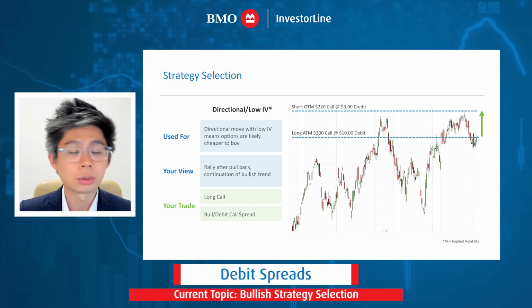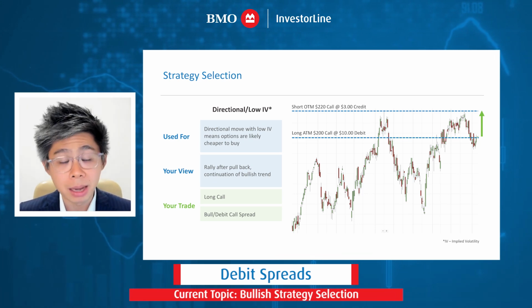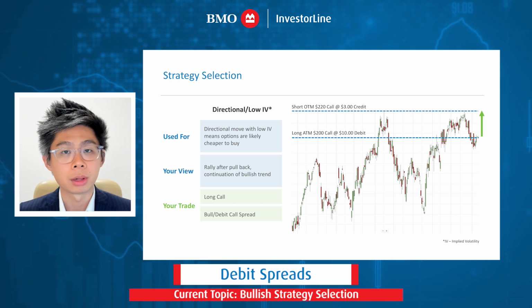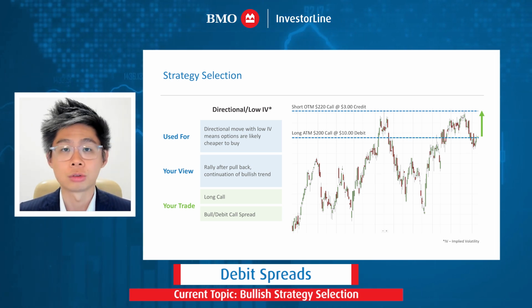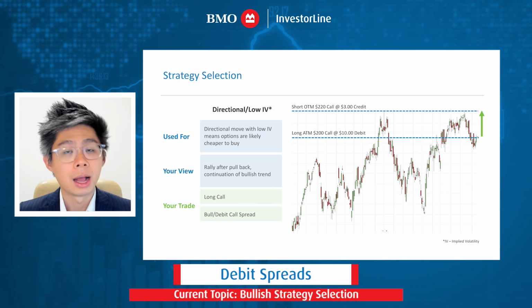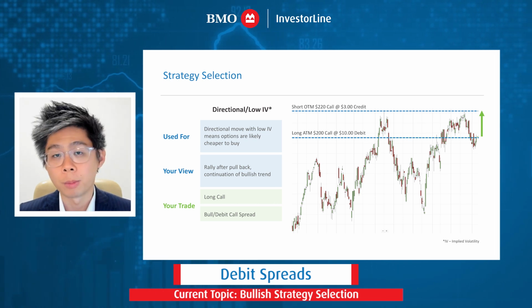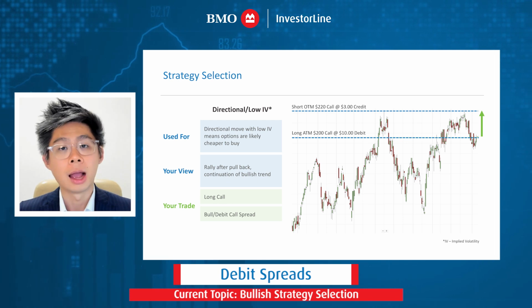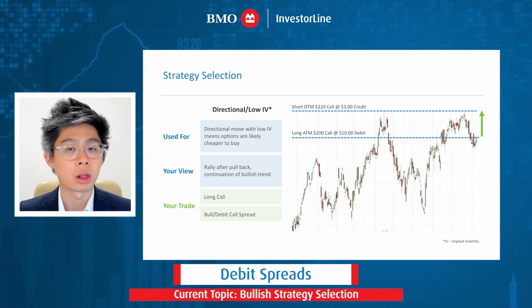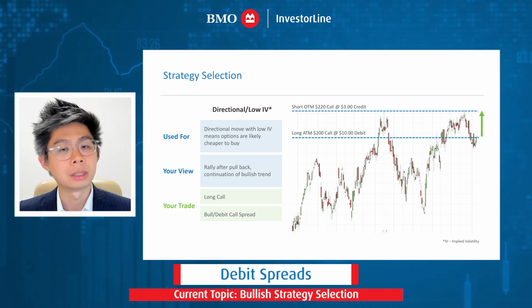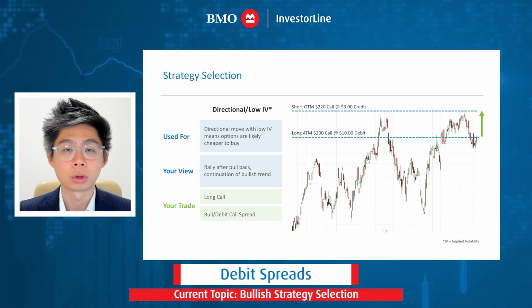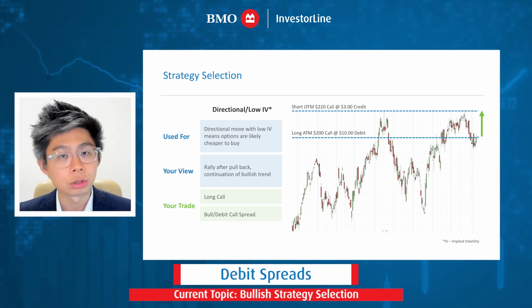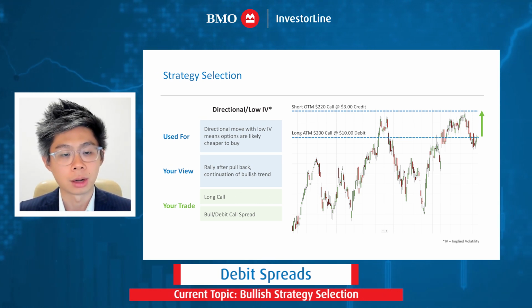It also is a strategy that is better used in a lower implied volatility environment, simply because the driver of the strategy is a long call, and long call options will perform better when implied volatilities are low, meaning the options are cheaper and the premium you have to pay for that call option is a little less. That also means the break-even price of your strategy is going to be a little closer to the current price of the underlying stock.